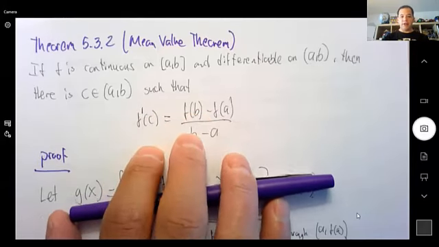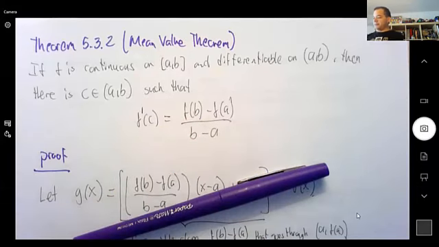All right, so where were we? We saw the mean value theorem. And let me show you what we were last working on. We did this theorem over here.